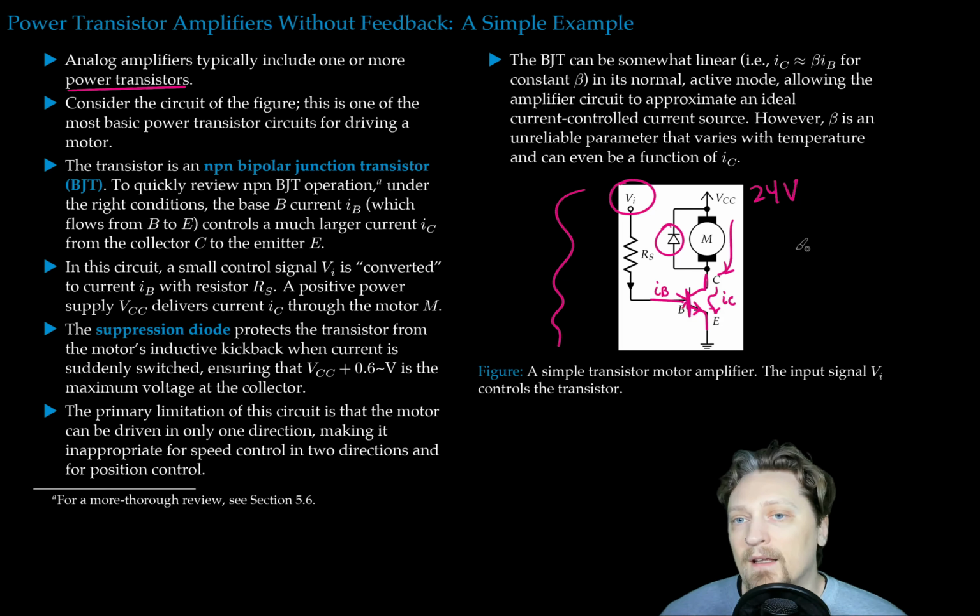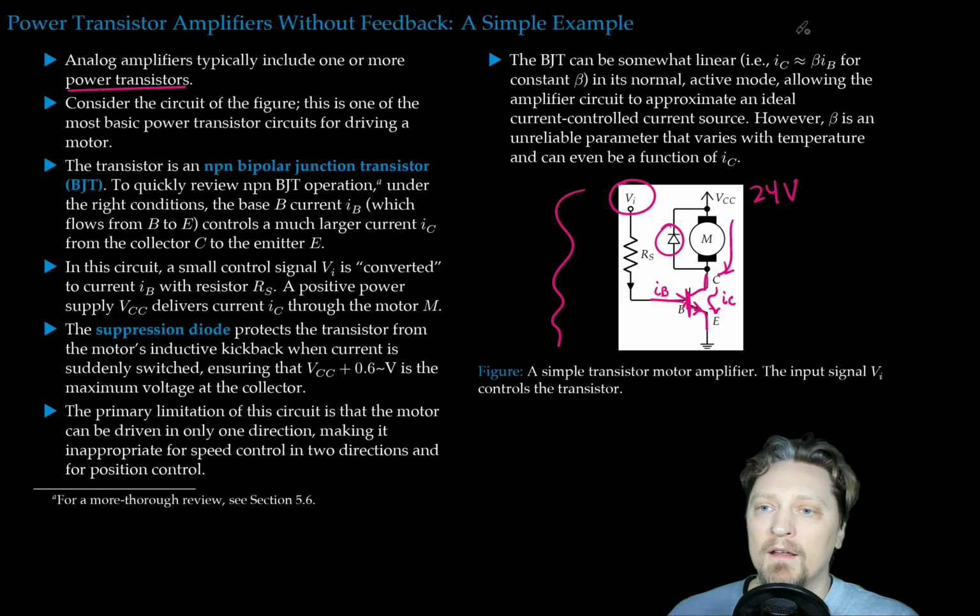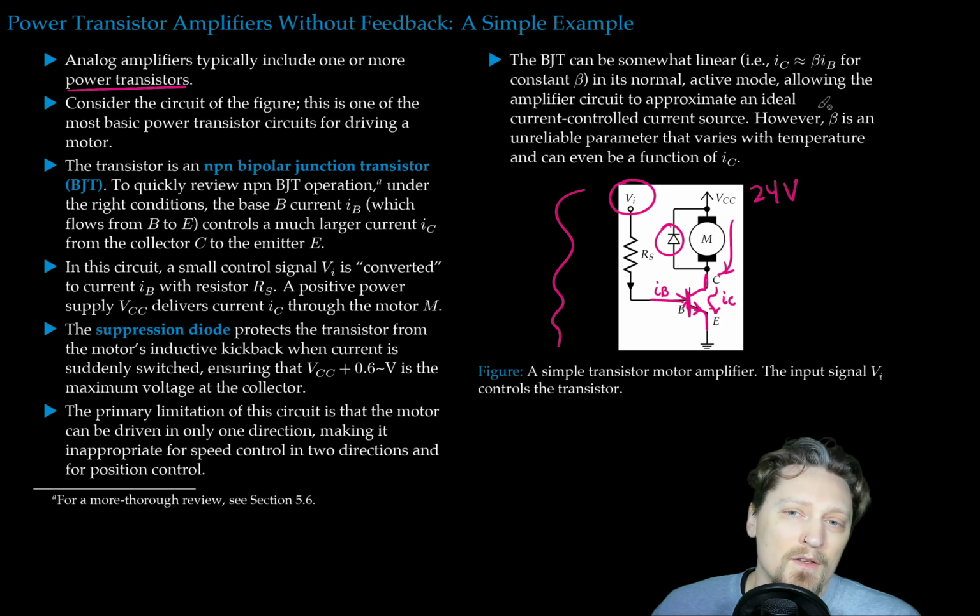The BJT can be somewhat linear, i.e., IC can be approximately beta times IB for constant beta in its normal active mode, allowing the amplifier circuit to approximate an ideal current-controlled current source. However, beta is an unreliable parameter that varies with temperature and can even be a function of IC, so it's not really an ideal current-controlled current source, but it can approximate it in a pinch in certain applications.